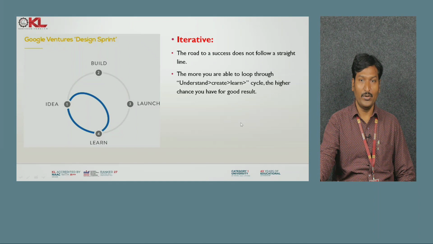The more you are able to loop through understand, create, learn, the higher the chances you have of good results. So the left side is given as one example of an iterative process. That is adapted by the Google Ventures Design Sprint. They use this iterative process. First they start with the idea, build the idea and then launch. After launching they learn, and again either change the idea and build and launch again. In this way, in an iterative process, they improve their products and services.